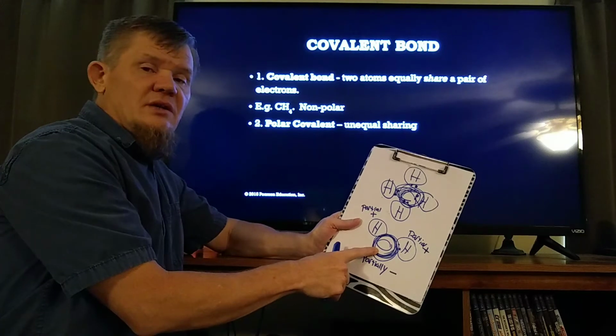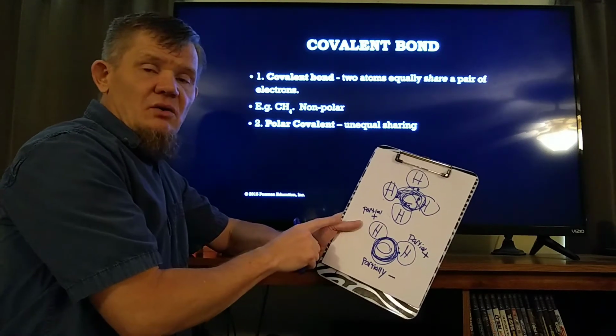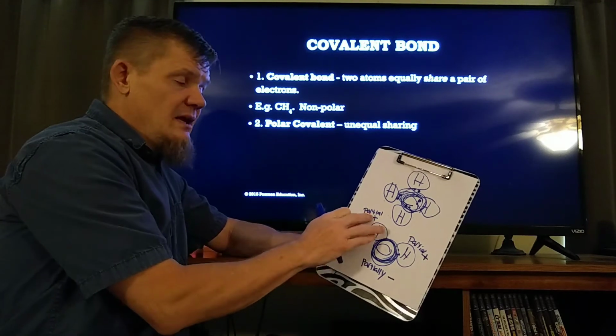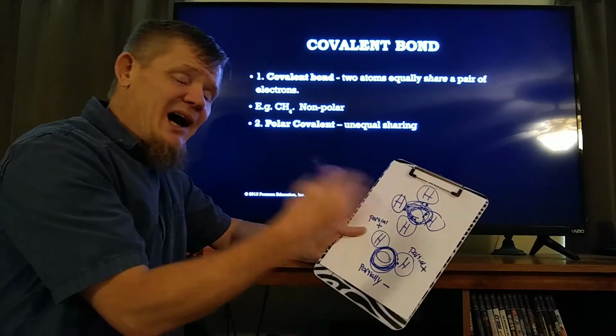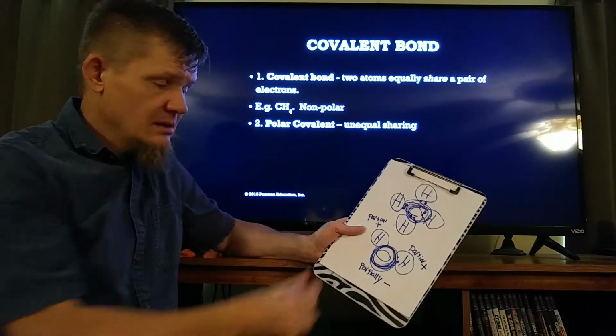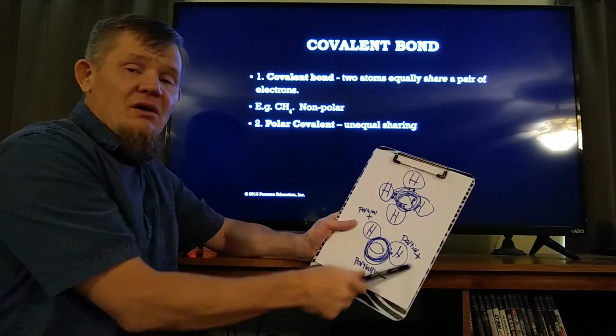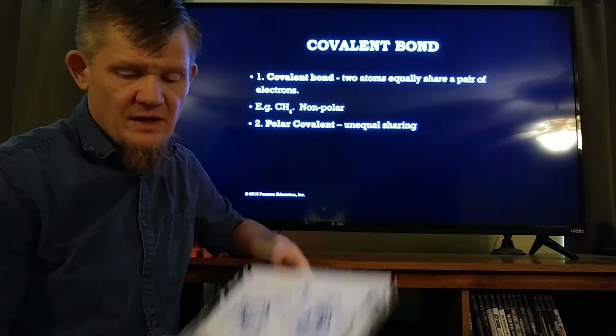Because it holds on to electrons longer, it gets a partial negative charge. And because the hydrogens don't get to hold on to their electrons for very long, they get a partial positive charge. It has obvious regions, obvious poles, positive poles and negative poles. That's what makes this a polar covalent bond.